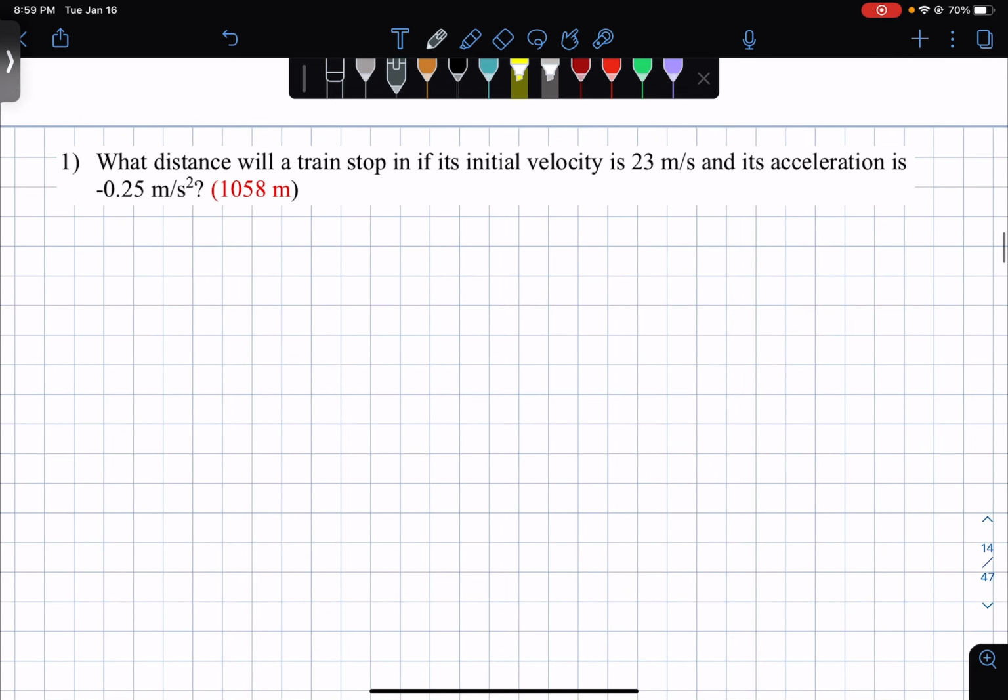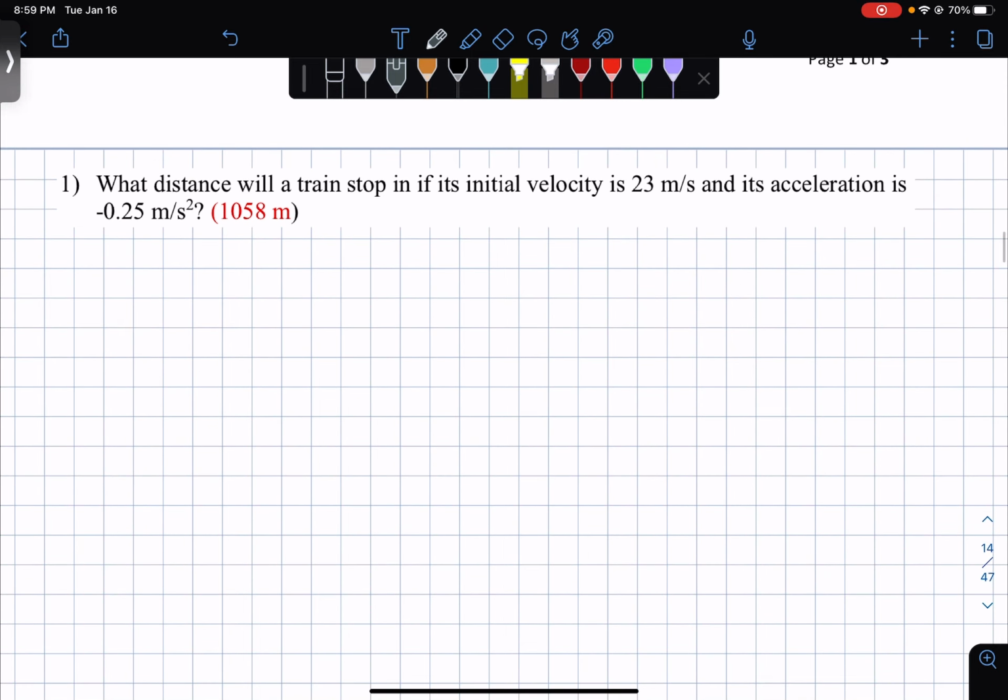So what is the distance if a train will stop, with an initial velocity of 23 meters per second? Its acceleration value is given, so it's negative 0.25 meters per second squared.